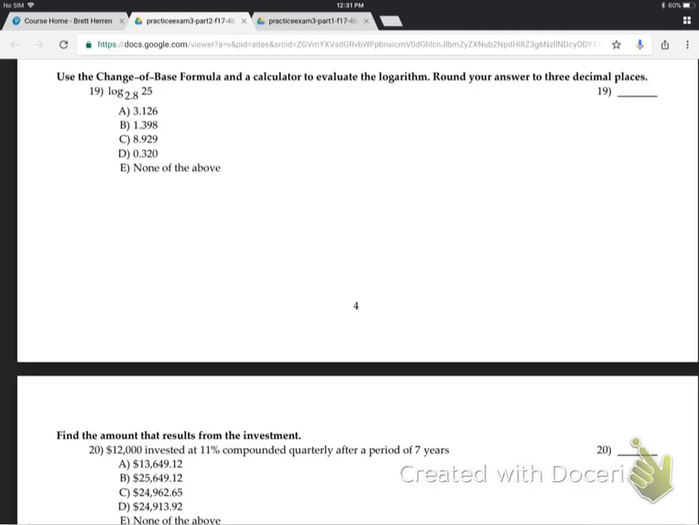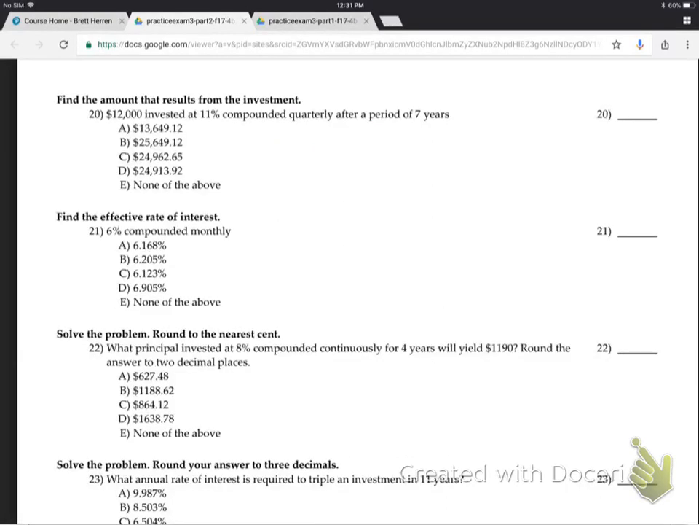I'm going to calculator 19. The top one goes on the top, the bottom one goes on the bottom. Make it 2 logs. Hit the buttons. Whatever you get, you get. Top goes to top, bottom goes to bottom. I'm getting 3.126. Yeah, A. There it is. On we go.